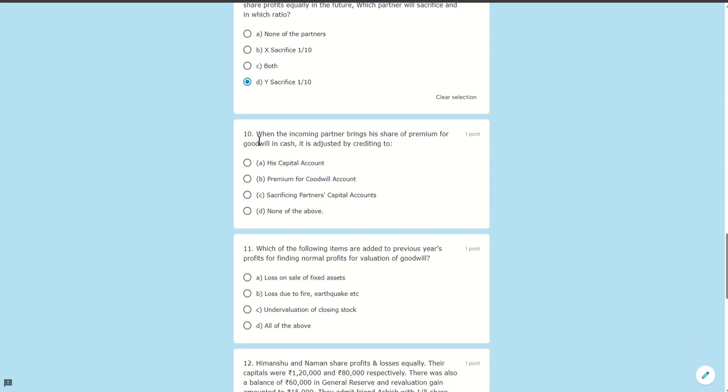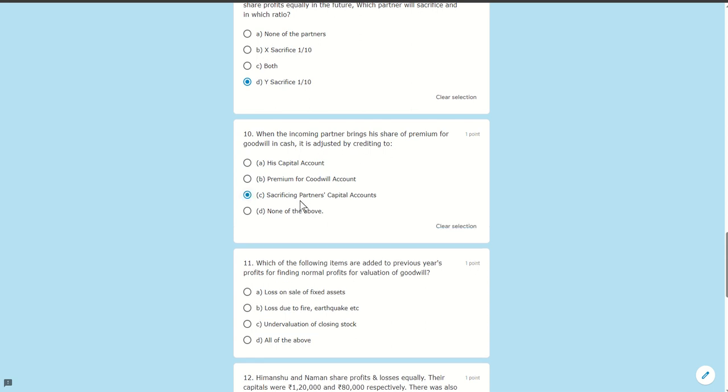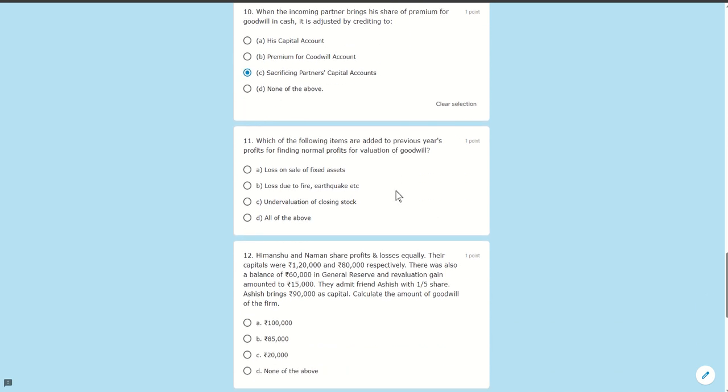Let's move on to number 10. When the incoming partner brings his share of premium for goodwill in cash, it is adjusted by crediting to sacrificing partners capital account. Straightforward. It is credited to sacrificing partners capital account.